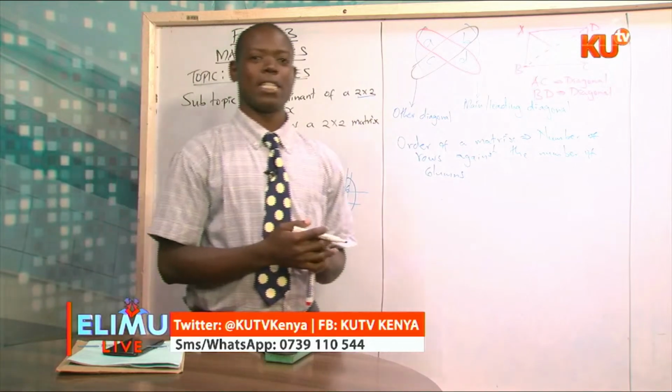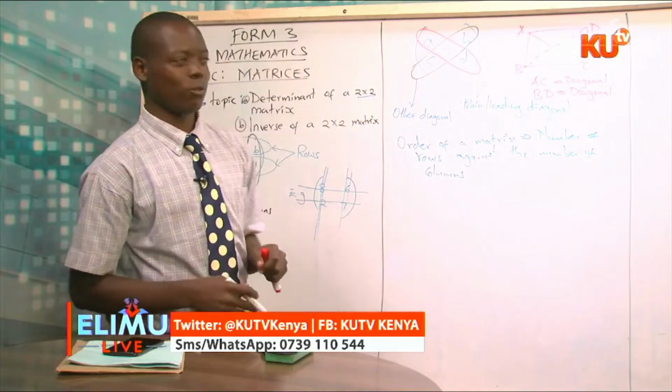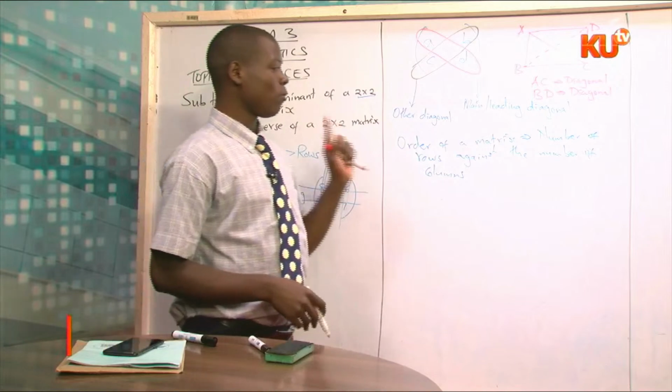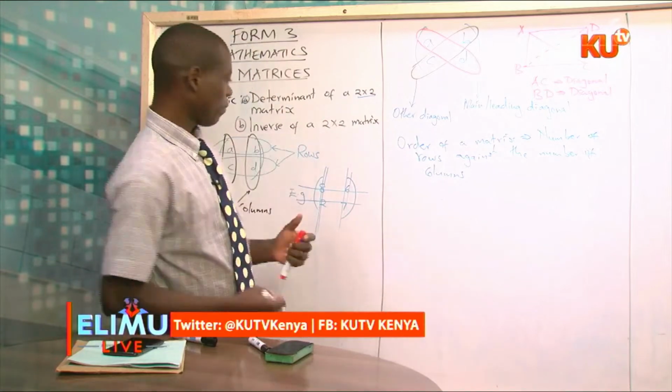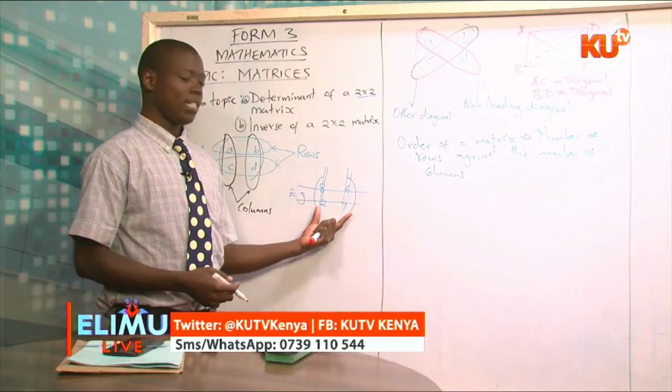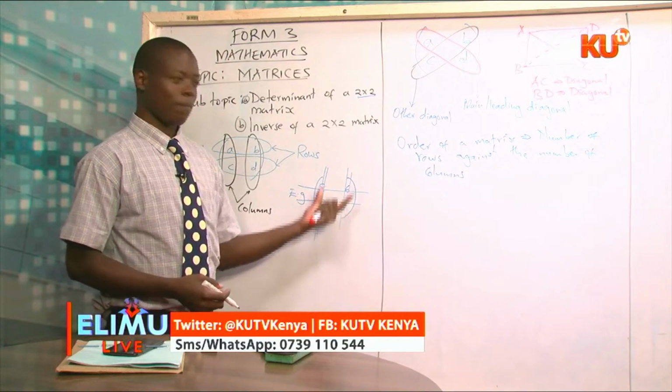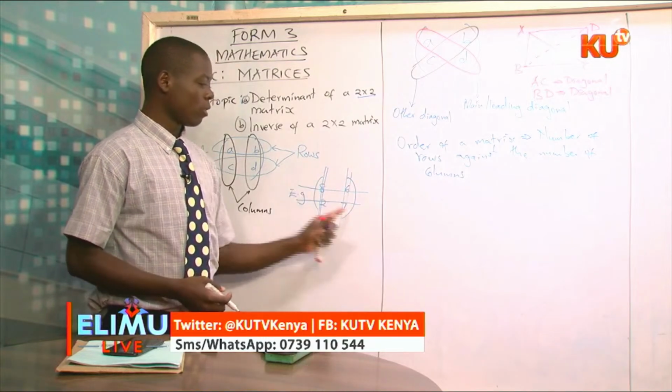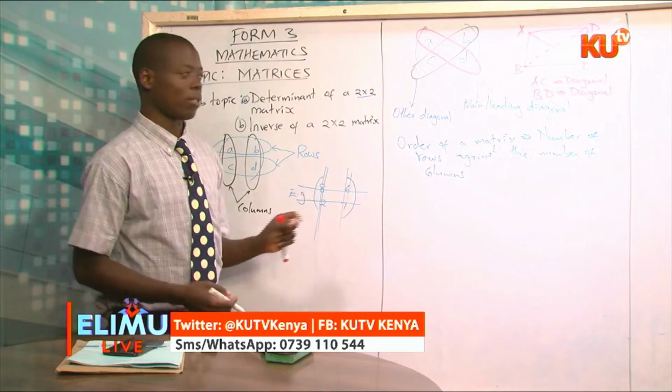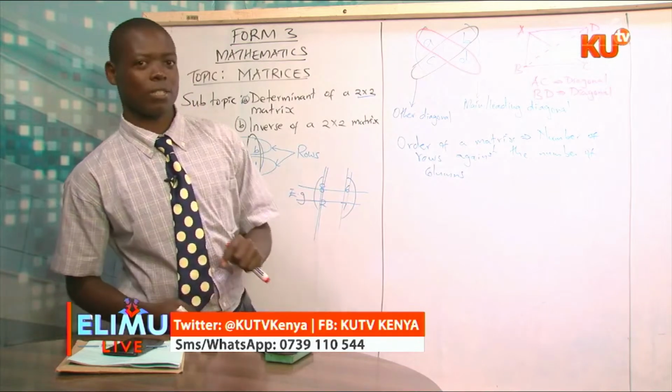And those are the matrices that we will be discussing in our lesson today, the ones that have 2 rows and 2 columns. For instance, this matrix here, 8, 6, 2, 7. We have 2 rows and 2 columns. That is what we'll be discussing today.